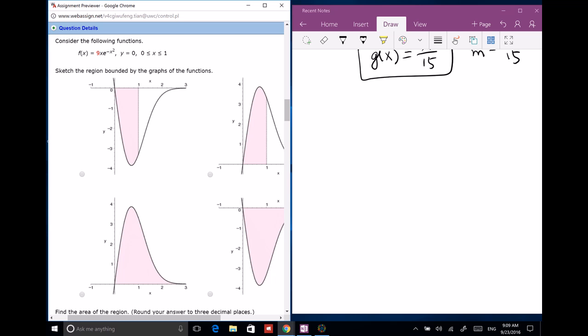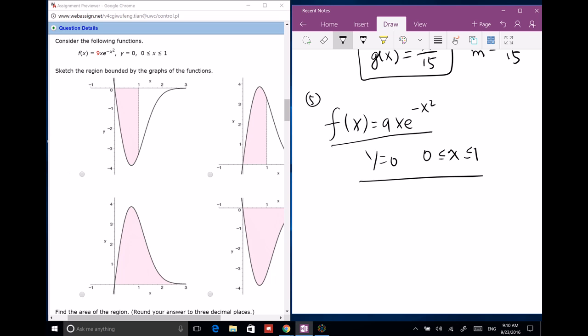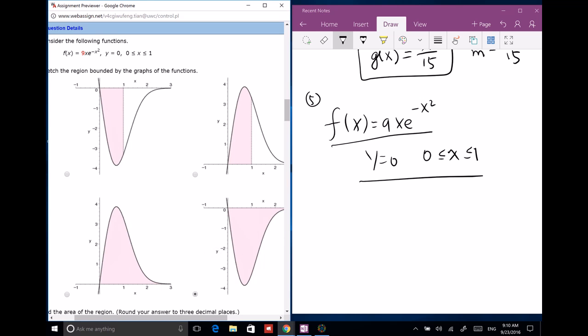Sketch the region bounded by the graphs of the functions f(x) equals 9x e to the negative x squared, and y equals 0, for 0 less than or equal to x less than or equal to 1. So now we want to sketch this function. You can use a graphing calculator to sketch the function, but here we can just do a several estimation.